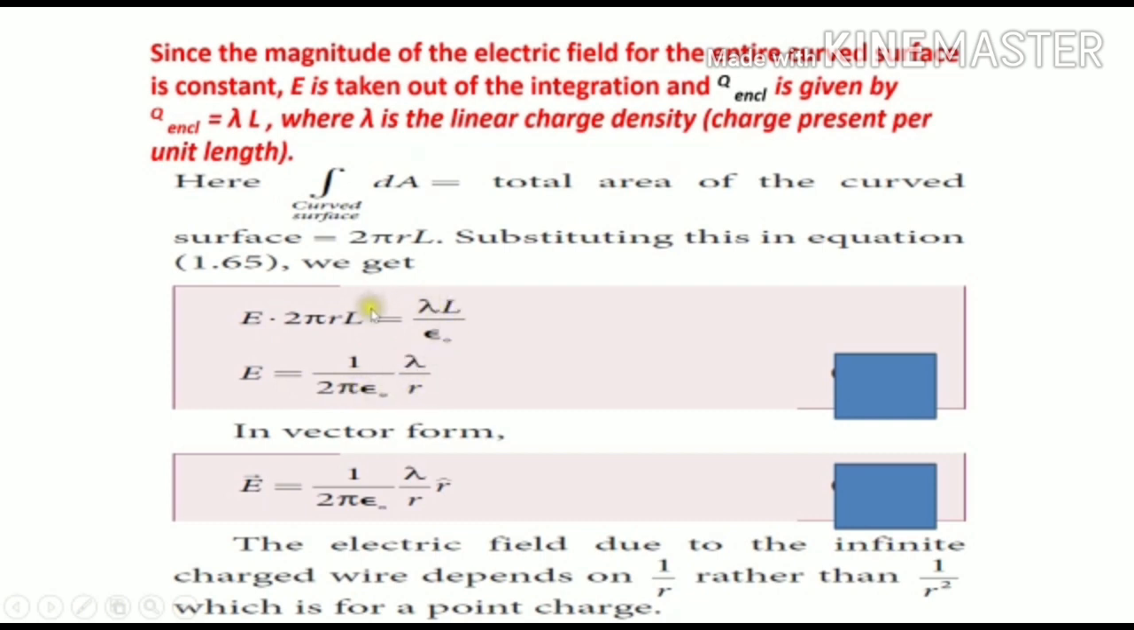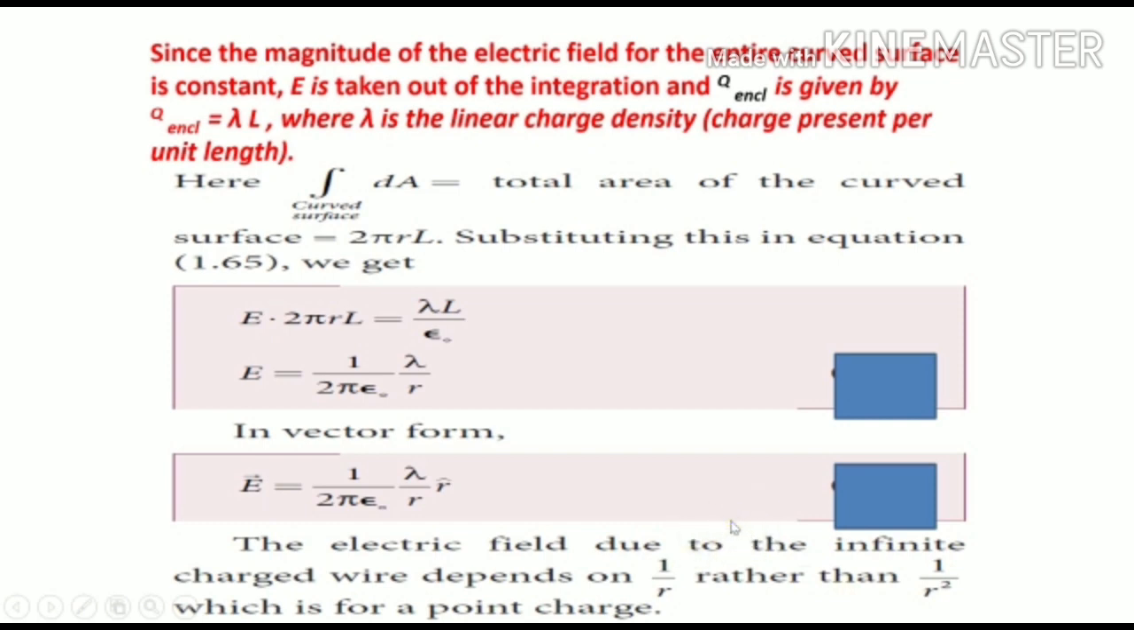Here L gets cancelled. In vector form, E vector is equal to 1 by 2 pi epsilon 0 lambda by R into r hat. So the electric field due to the infinite charged wire depends on 1 by R, rather than 1 by r squared, which is for a point charge. So consider this equation: the electric field due to the long wire depends on 1 by r, but for a point charge we discussed 1 by r squared. Okay, so this is an important question in this lesson.